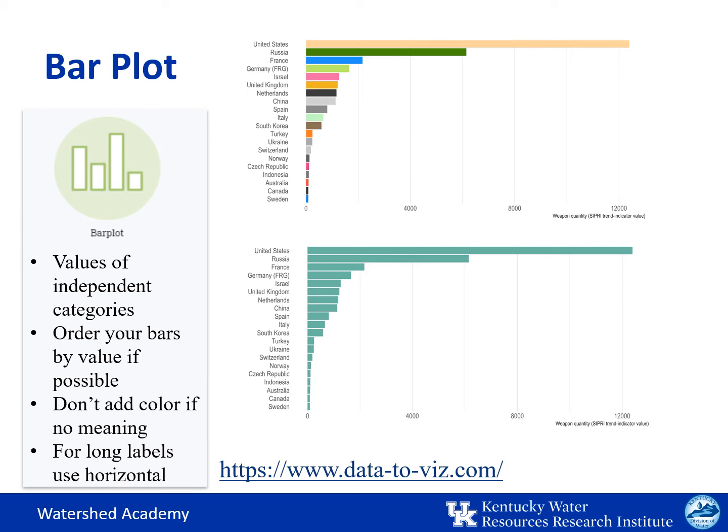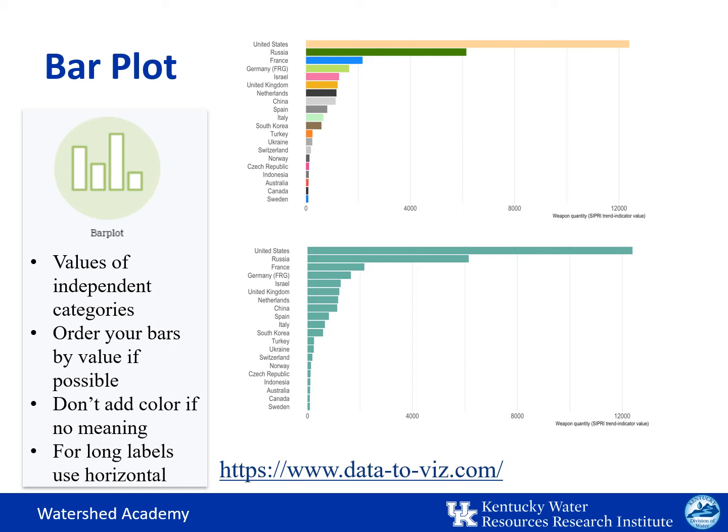If you're using a bar plot, which is very good for values from independent categories, make sure that you do something that these have done nicely, which is ordering the bars according to their value. This allows for comparison. You can see very clearly United States is much larger than Russia, and you can begin to see how similar Norway and Switzerland are, for example.